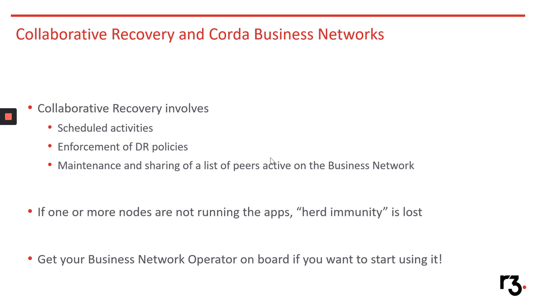throughout all participants, and to make sure that they comply with any policies regarding when to run the applications, and what to do when the applications are run and a discrepancy is found between the ledgers of two nodes, and so on. One thing to note is that if even one node is not running the applications, the herd immunity effect that the applications provide is lost. So one node not being able to reciprocate the flows that allow for reconciliation and recovery might undermine the recovery strategy for a whole network. So it's important that all the nodes on the network are running it.